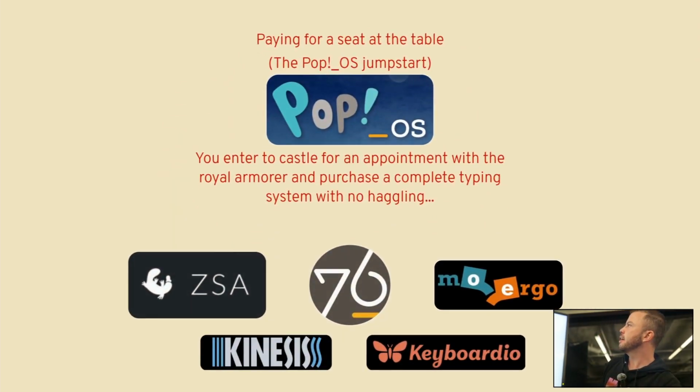So next, paying for a seat at the table: you can buy pre-made, custom flashable keyboards from ZSA, System76, MoErgo, Kinesis, and Keyboard.io, which are just a few of the premium brands in the sector. The thing here is that you're going to pay for it, just like a System76 laptop is not cheap. These are usually in the $200 to $400 range.